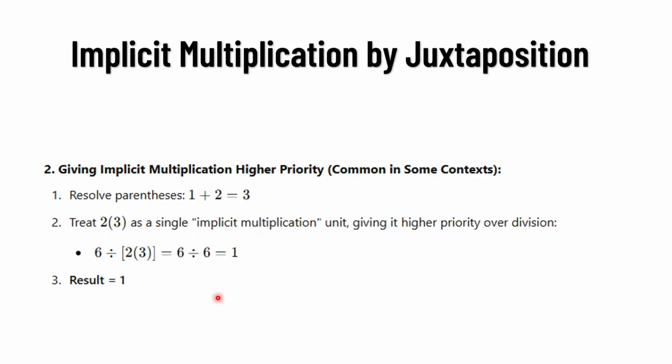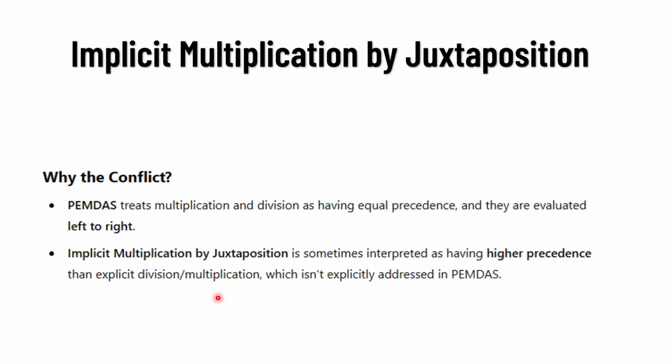The 6 divided by 2 problem is very, very viral. But why is there a conflict? Well, PEMDAS treats multiplication and division as having equal precedence, and really so does BODMAS and the rest. And so they're evaluated left to right. And implicit multiplication by juxtaposition is sometimes interpreted as having higher precedence than explicit division or multiplication. And that's not expressly addressed at all in PEMDAS, so that's the reason behind that.